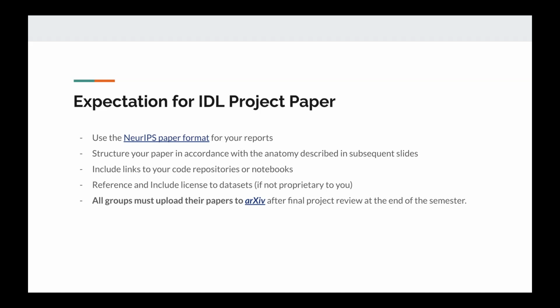Also, you want to reference and include licenses to data sets that you're using. Most of you will be using data sets that you haven't collected yourself. They're from other sources, so you want to reference them appropriately. Otherwise, it would count as plagiarism.